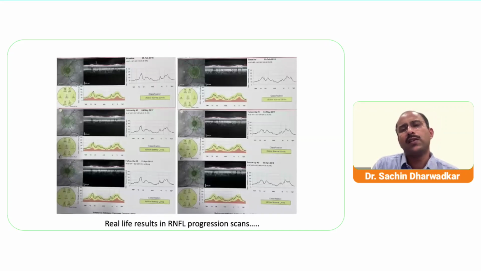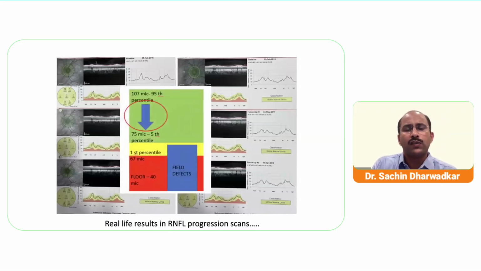What we mean to say here is that if you have the right technique, the right machine, and the right technology, and you use it in the appropriate way, structural progression is definitely going to help us in clinical decision making. If you are trying to tackle this change from the 95th to 5th percentile within the 50 microns, you definitely need a lot of precision and due diligence to make the right decisions. Otherwise, you may be just trigger happy.